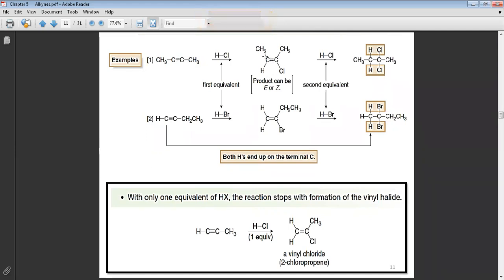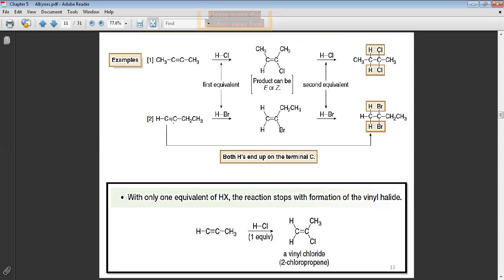Now, if you have another mole of HCl, this addition will be according to Markovnikov. That means this proton will go here. Both of the hydrogen atoms, this and this, will finally be added on the same carbon. Look, on the same carbon. This step is according to the Markovnikov rule.